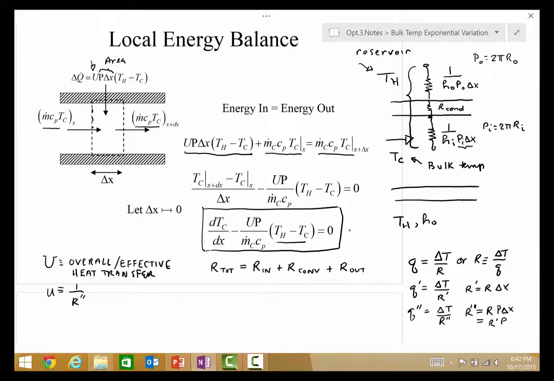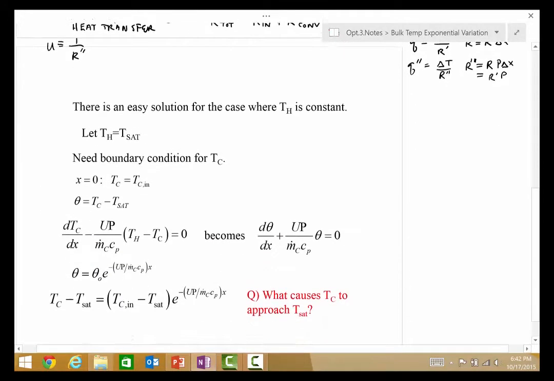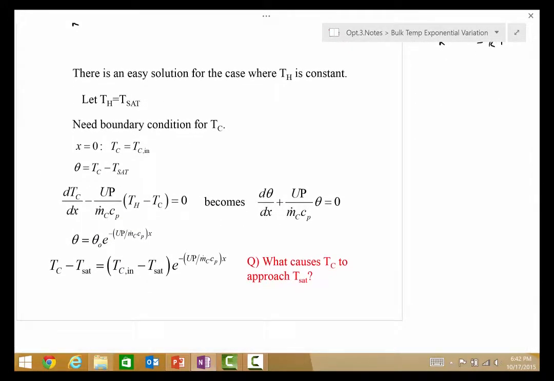And based upon this, we can solve this problem, and there's an easy solution when TH is constant. So constant cases of TH might be a saturated process. So if you had, for example, steam on the outside, even though there's heat transfer, there's no change in temperature. It's just a phase change process. If we say that the cold stream comes in at some T cold in, then we can set up an excess temperature, theta equals Tc minus Tsat. And in terms of this problem, our original problem in terms of dTc dx is in terms of d theta dx, and we get a separable solution.